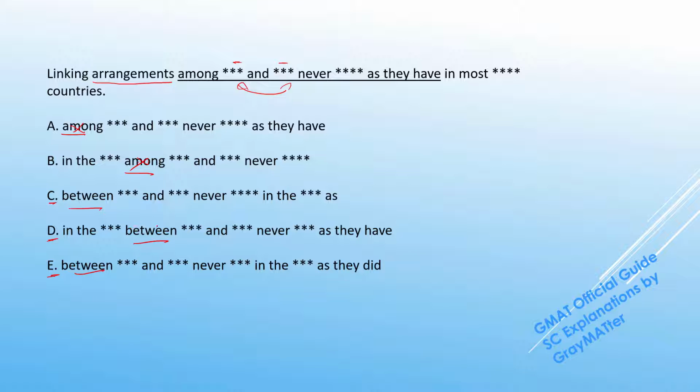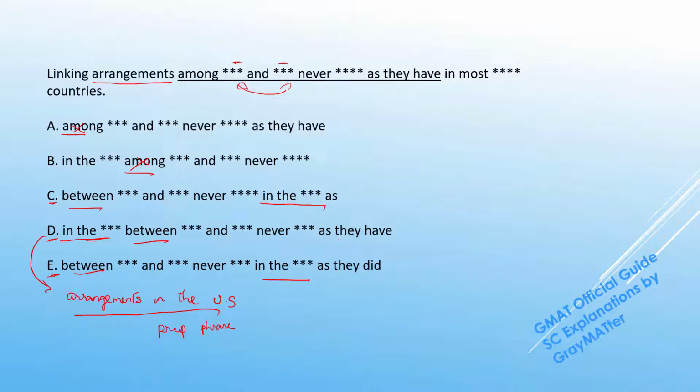Now C and E look pretty similar, but one sharp difference that can be noted in D is that this phrase, in the United States, has been put right at the very beginning of the underlined portion. So this translates to the arrangements in the US. So we need to judge whether the usage of this prepositional phrase is actually right.